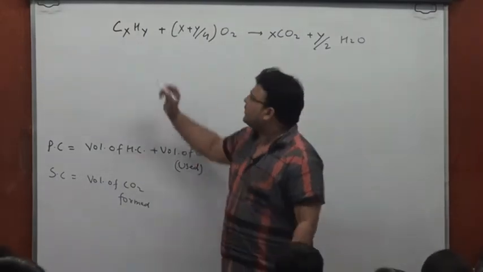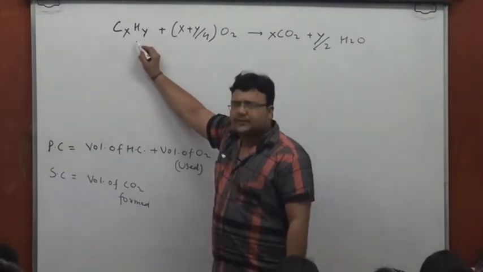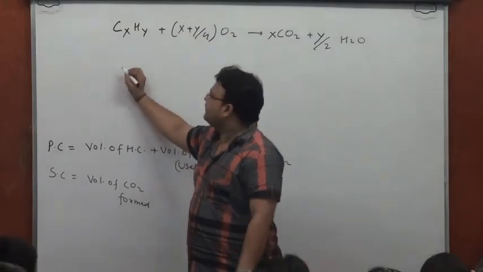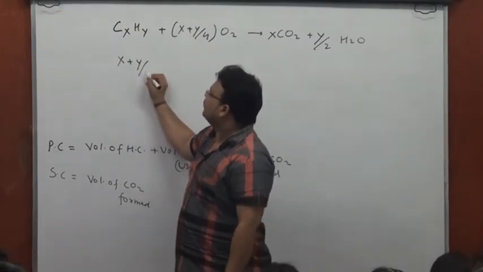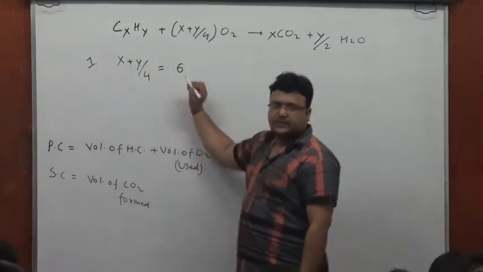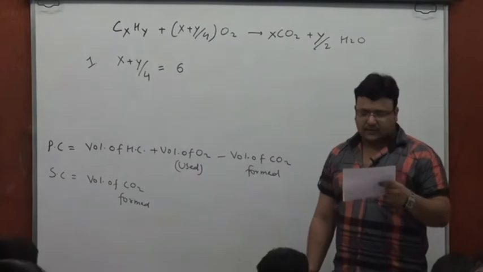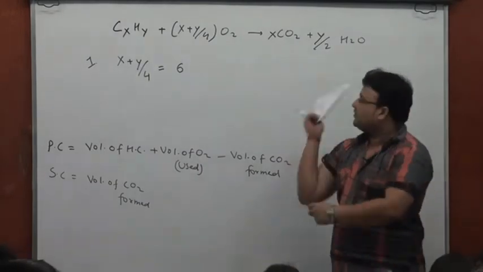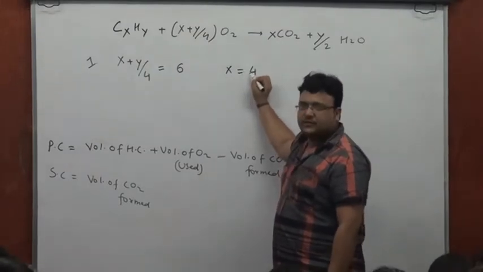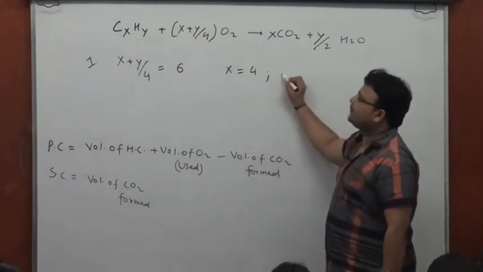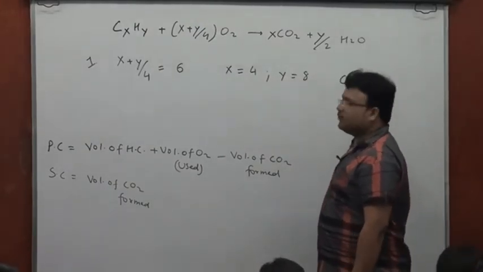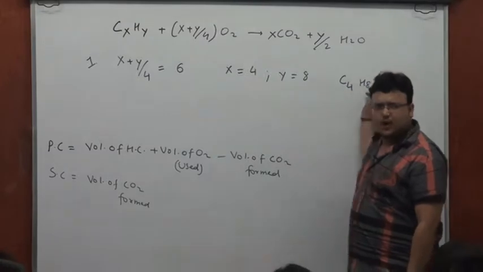Fine. So if you start with unit volume of this, the oxygen required is x plus y/4 according to the problem. x plus y/4 is equal to 6, and because it liberates 4 times its volume of carbon dioxide, x is equal to 4. You solve these two, you get x equal to 4, y equal to 8. That also gives you the formula of the hydrocarbon, C4H8. I hope there is no problem in this.